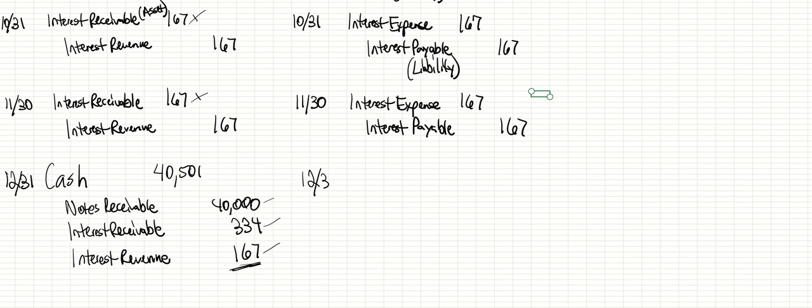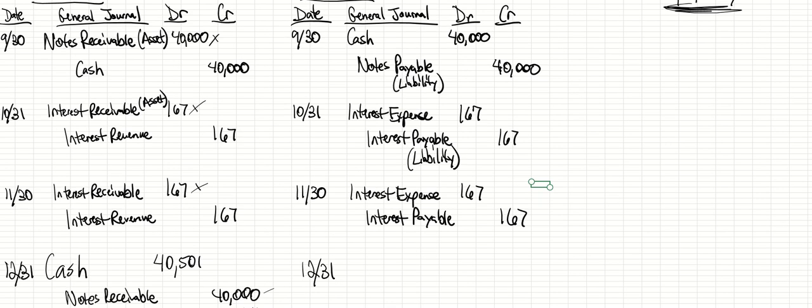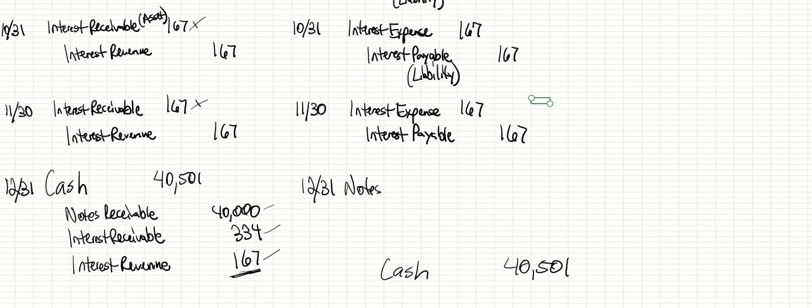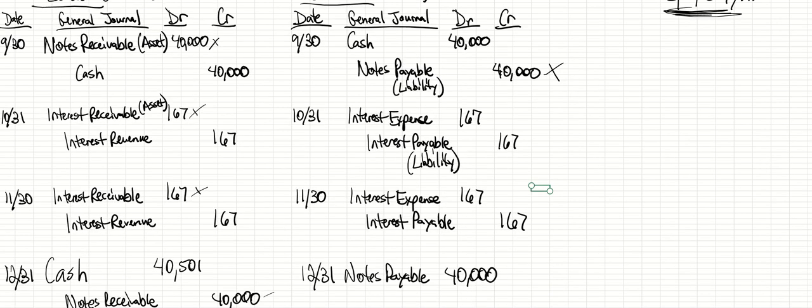On the borrower side, everything is going to be the complete opposite. Since we've already figured out what the cash amount was on the lender side, I can go ahead and credit cash for $40,501. Now, when it comes to the notes payable, we see that there's a credit of $40,000. Since the cash was paid to the lender, the borrower can go ahead and wipe this payable out. So notes payable is going to be debited for $40,000. All right, so that's going to eliminate the balance in that notes payable account.